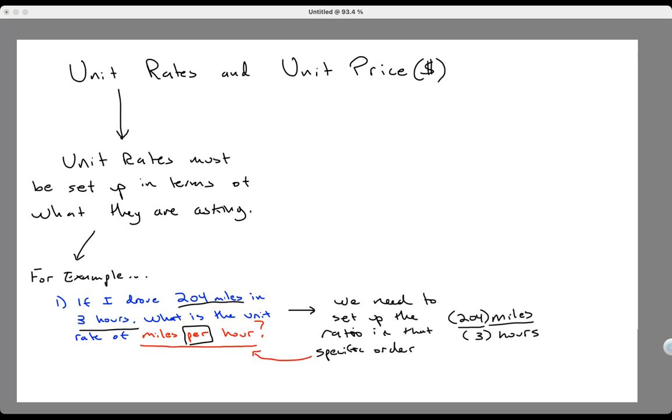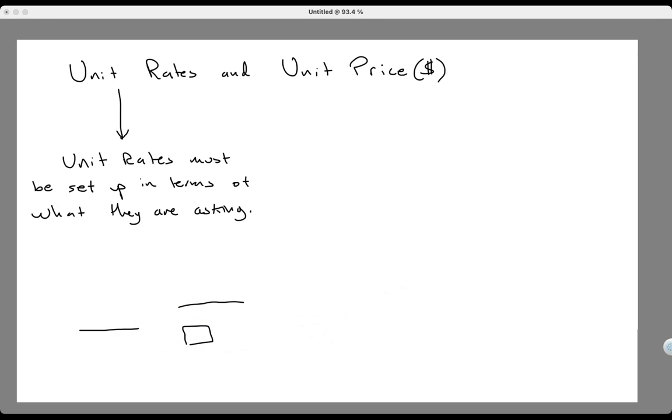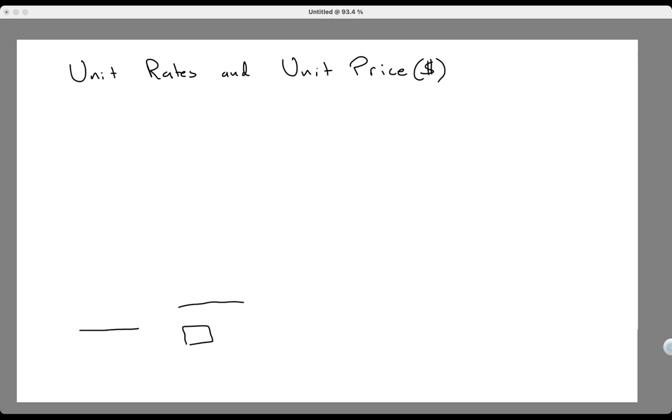All right, we're going to go over another example real quick about unit rates, and then we'll jump into talking about unit prices right afterwards. So let's erase these symbols here at the bottom.